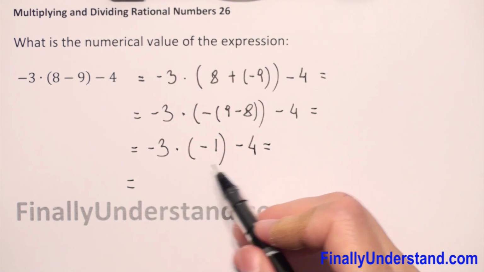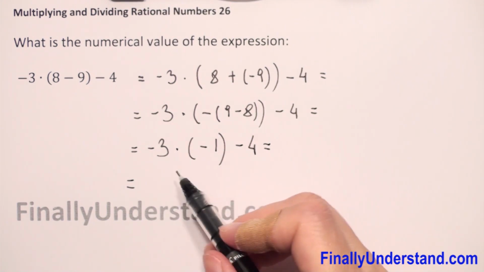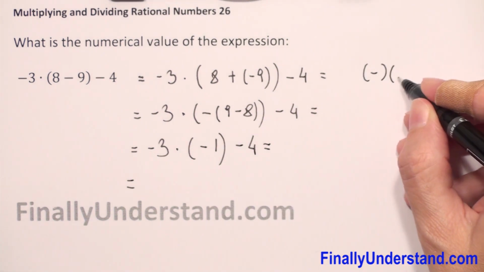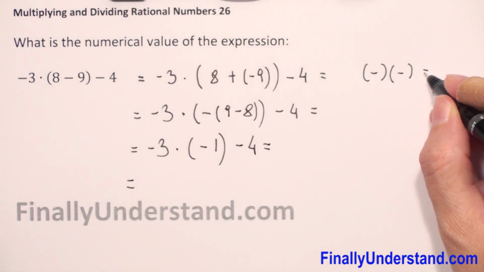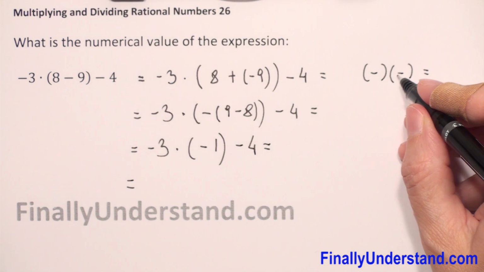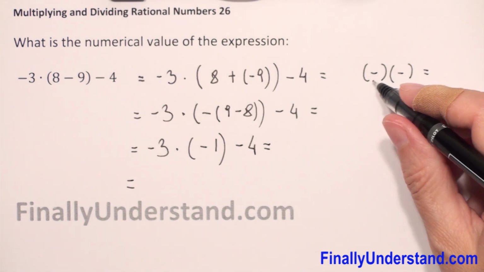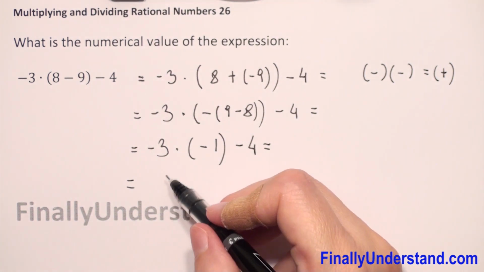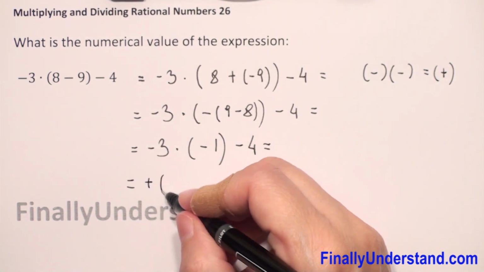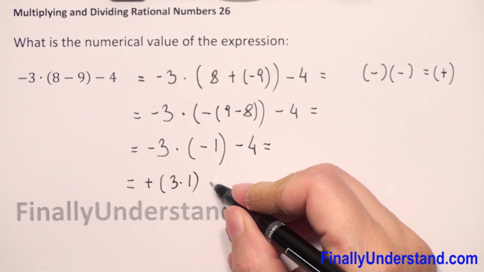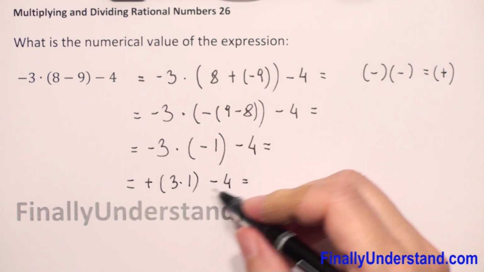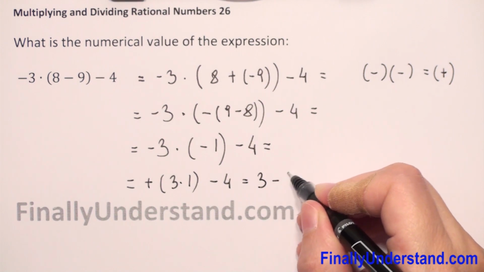Next we have multiplication and subtraction. So first we have to do multiplication. We have negative number times negative. When we multiply negative times negative or divide negative by negative, the answer is always positive. So we will have positive sign and we have 3 times 1 minus 4. So this is equal. Positive sign you don't have to write. So we have 3 times 1 is 3 minus 4.